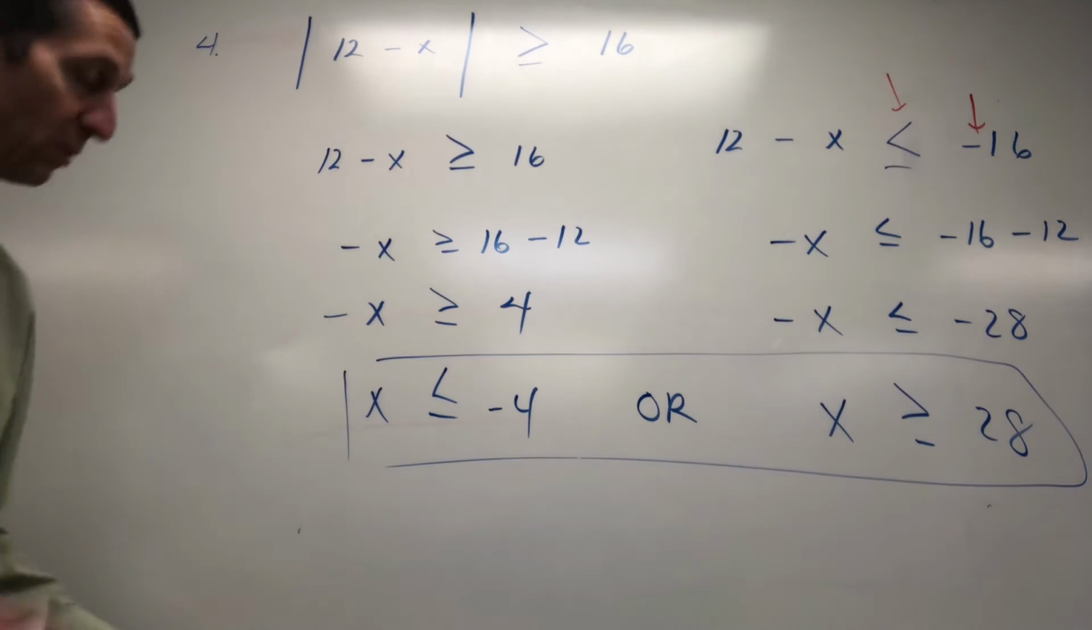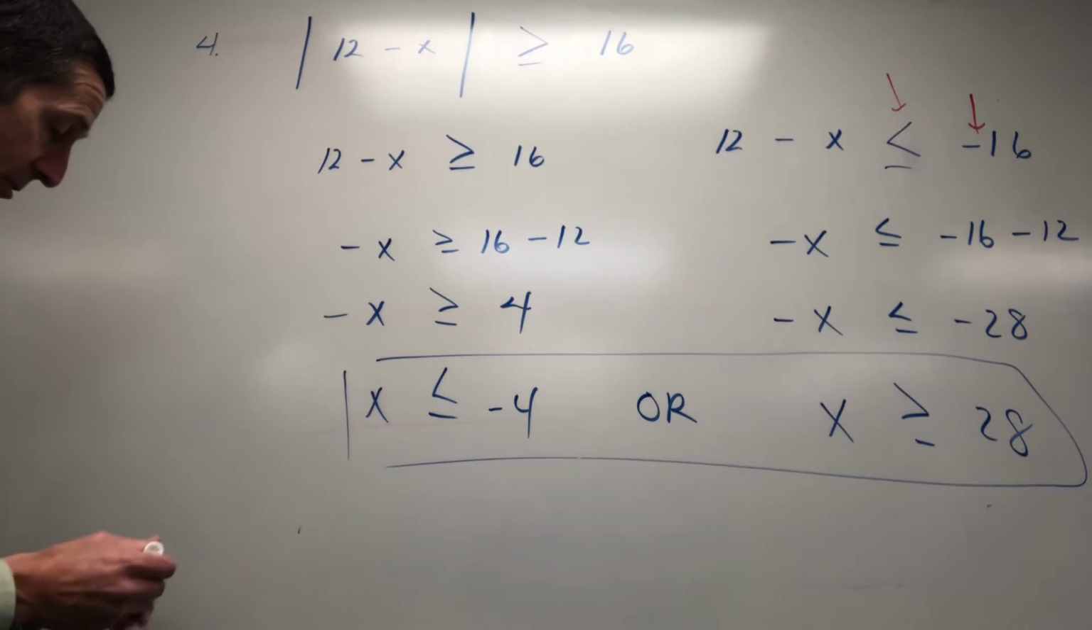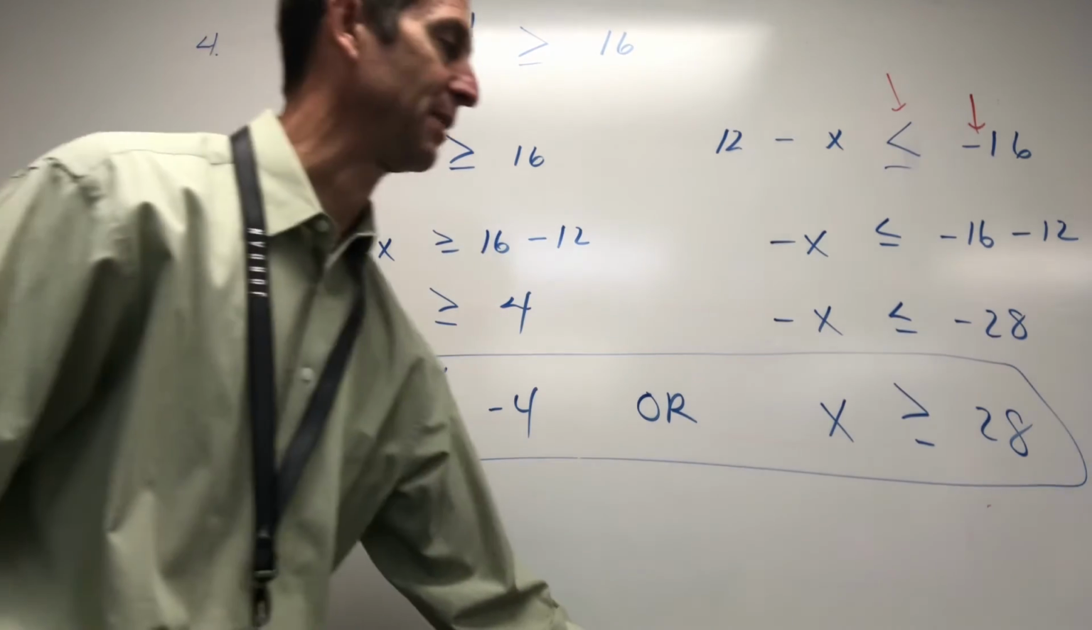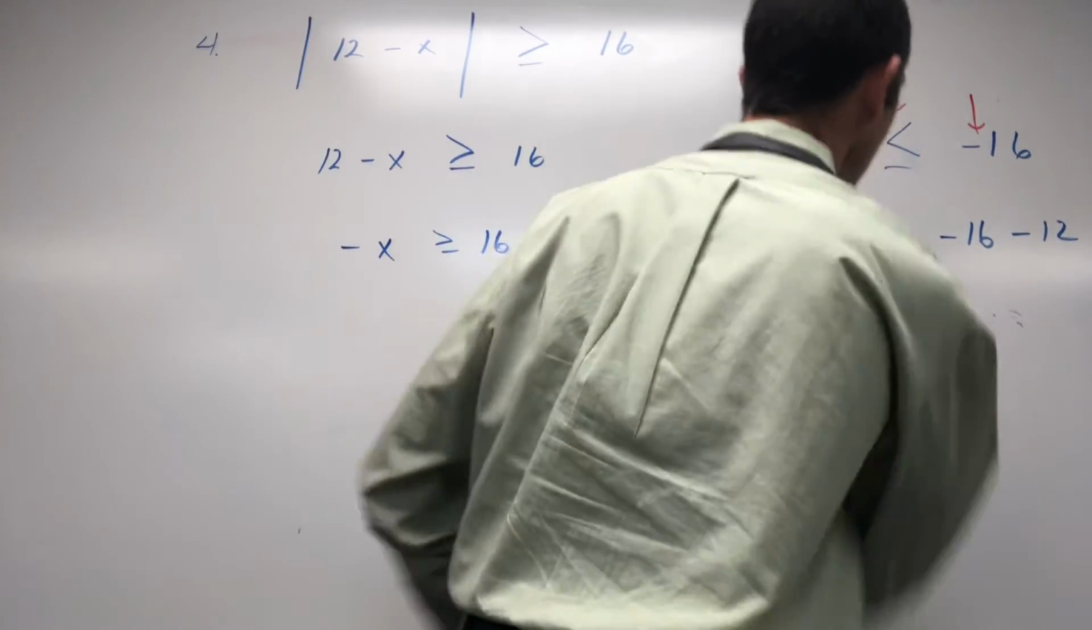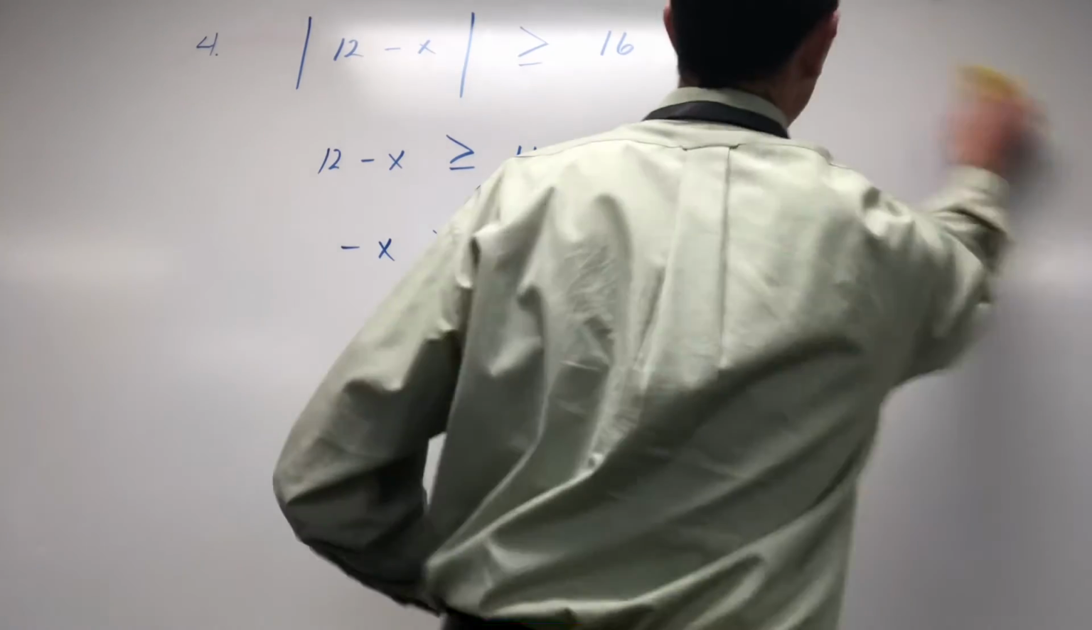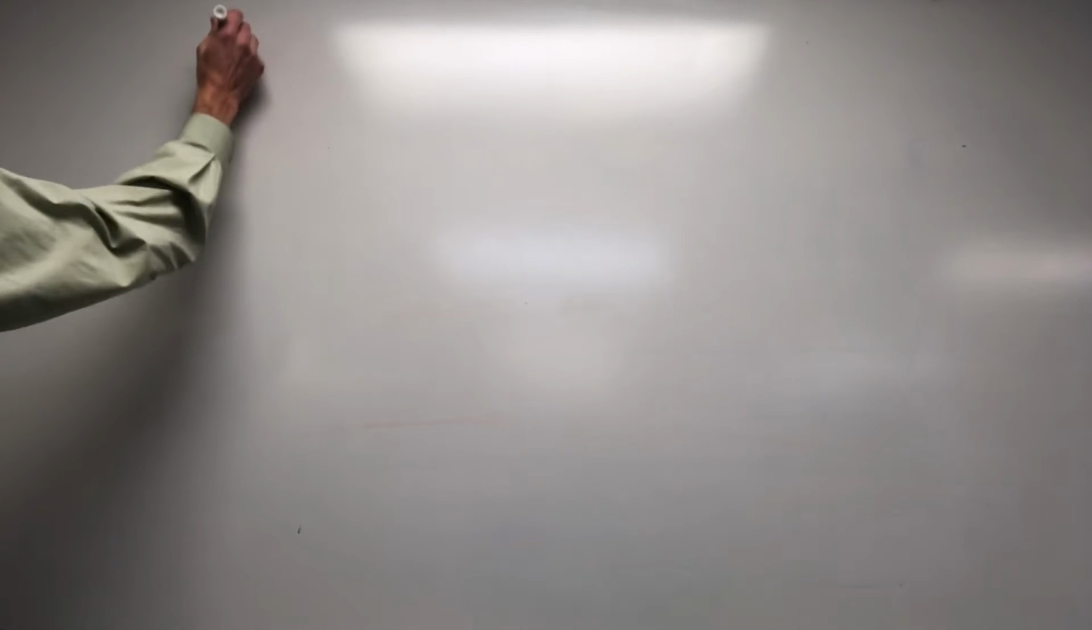All right, we've done equal, we've done greater than. Let's do my favorite, less than. Less than is my favorite. Let's do a couple of those. Okay, 1, 2, 3, 4. Number 5. 2x plus 9 less than 13.